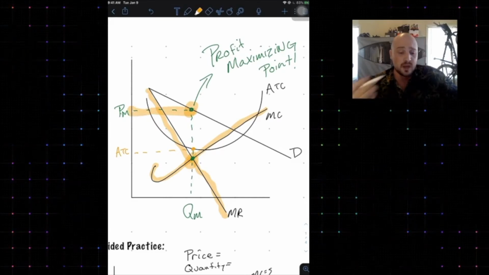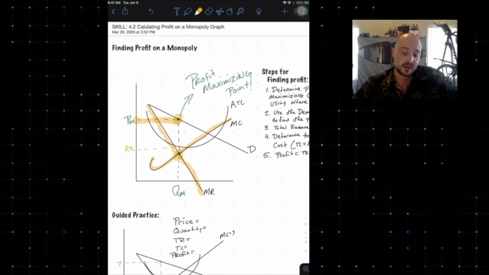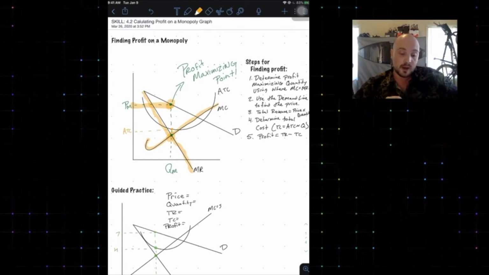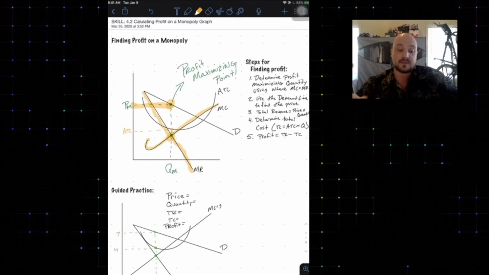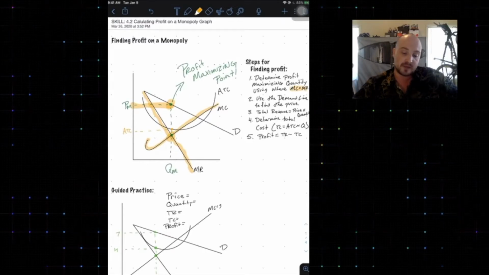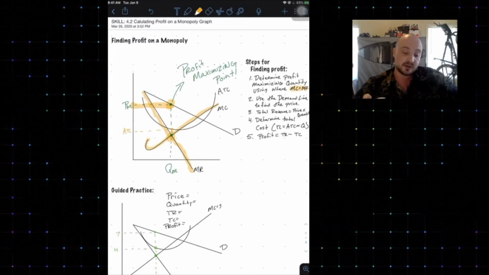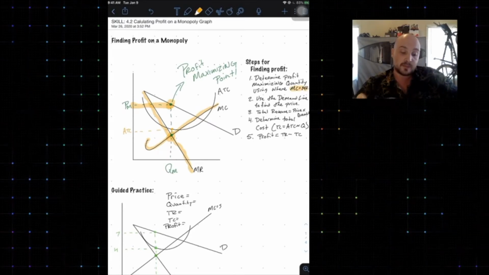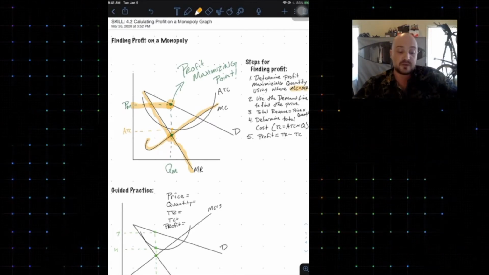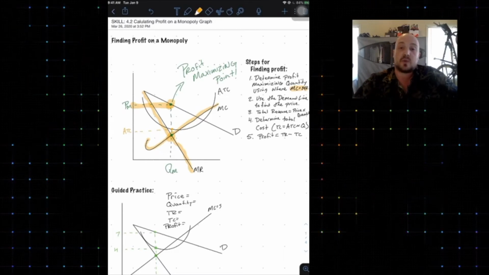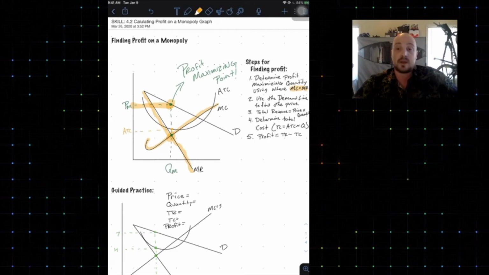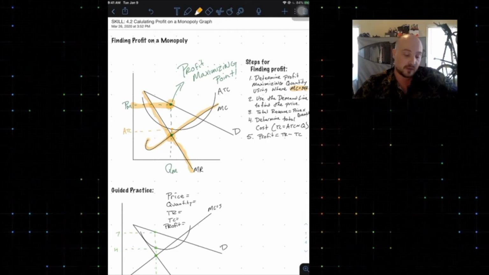Now, a lot of this should be familiar to us if we were able to find profit from before, right? We determined the profit maximizing location using our profit maximizing rule, MC and MR intersect. And then we use the demand line to find the price. Our total revenue is now just going to be price times quantity. So it would be PM times QM. And now we have to find the cost. We have our revenue, and now we've got to find our cost.